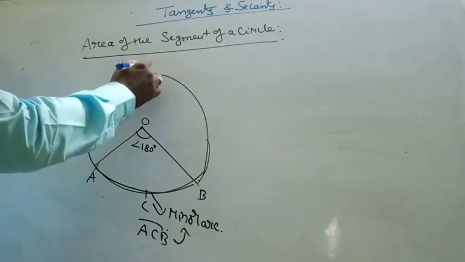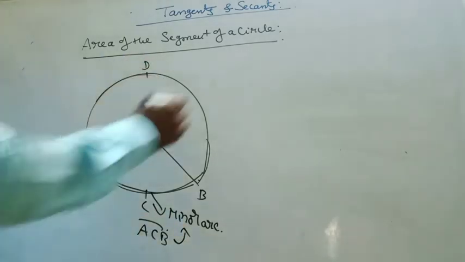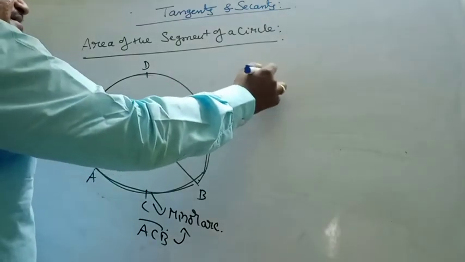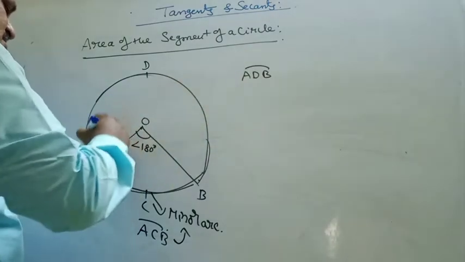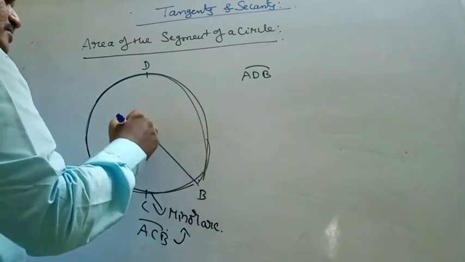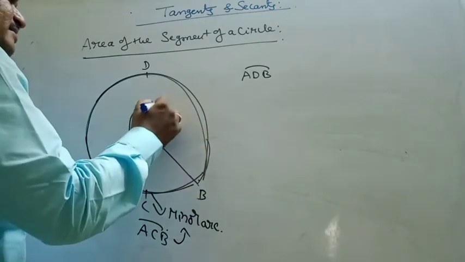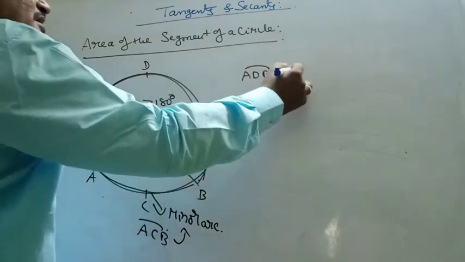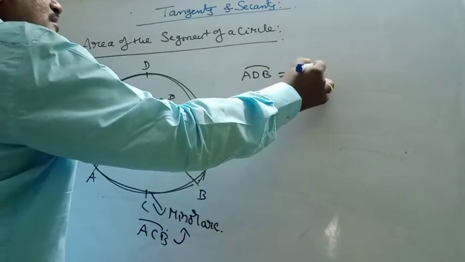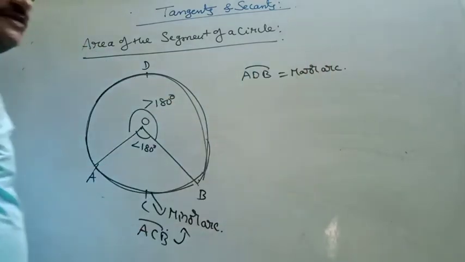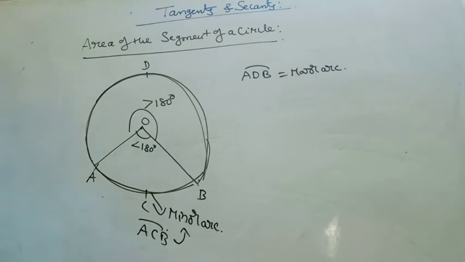Next I am having here a point D. Now ADB is a major arc. This angle is greater than 180 degrees. This is the major arc, like this, right? Wonderful. Now what do you mean by minor segment and major segment, and what do you mean by segment?